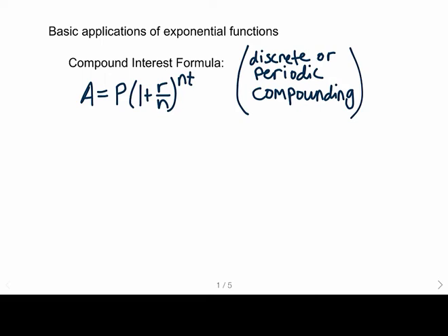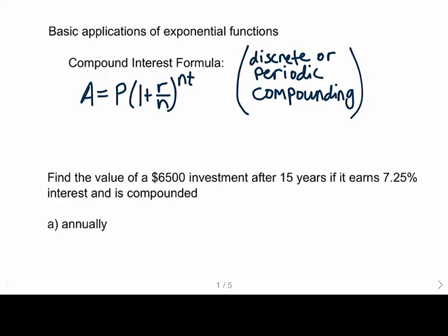Compounding is what happens when interest gets added to what you owe, and then you start paying interest on interest. That's called compounding interest. If we can say how often that happens, 4 times a year, 12 times a year, then we use this formula. Our first example is to find the value of a $6,500 investment after 15 years if it earns 7.25% interest and is compounded first annually.